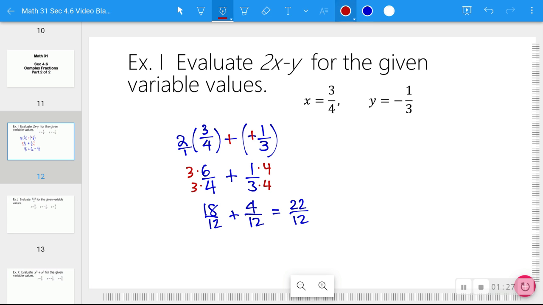And you'll just simply simplify this by dividing by 2. So 11/6 is the final answer here. Okay.